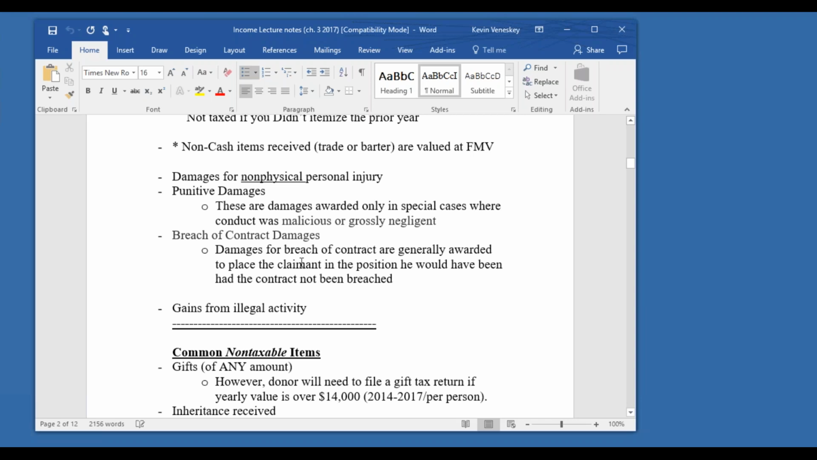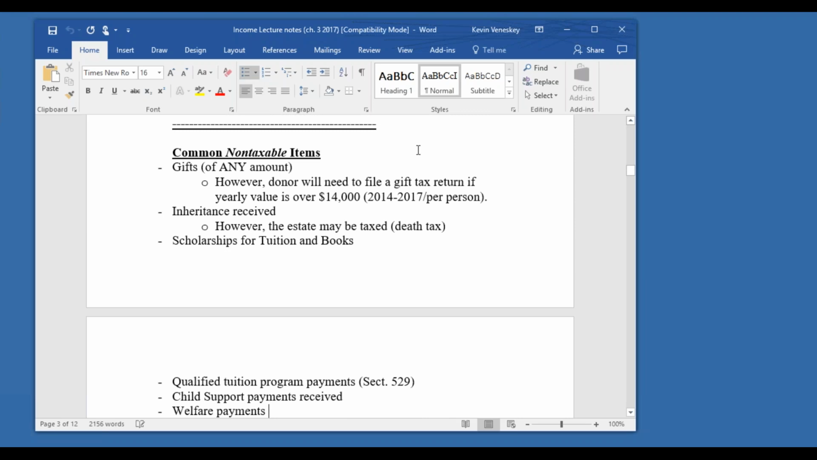So that one is the one that could be very iffy. But any type of judgments you get to pay hospital bills or for a leg injury or something, that would be obviously considered physical, and you do not have to pay taxes on any of those damages or rewards coming back. Gains from illegal activity, that's the last one I have on there.